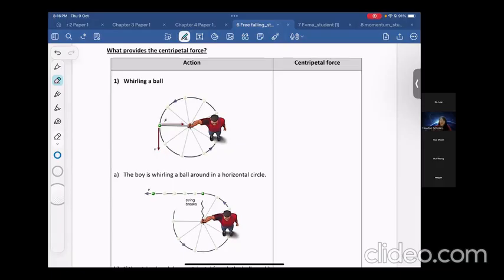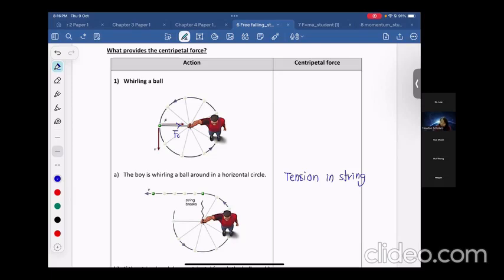The force in the string, we call it tension. Tension, my boys and girls. Tension in the string. This centripetal force is the tension in the string.